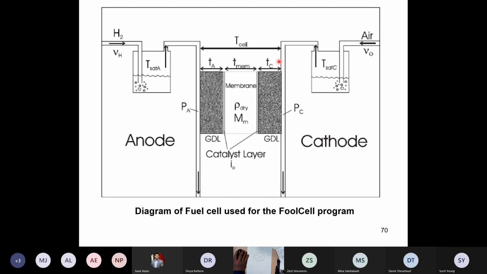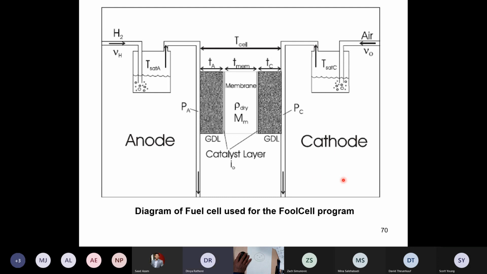So in principle, the kind of things you can control are the temperature of the cell, the thicknesses of the gas diffusion layers, the thickness of the membranes, the temperature of the humidifiers, the stoichiometric excess of air and hydrogen that are being supplied to operate the fuel cell at a particular current. And those are the kind of things that you can control. So any questions about this basic operation of a fuel cell?